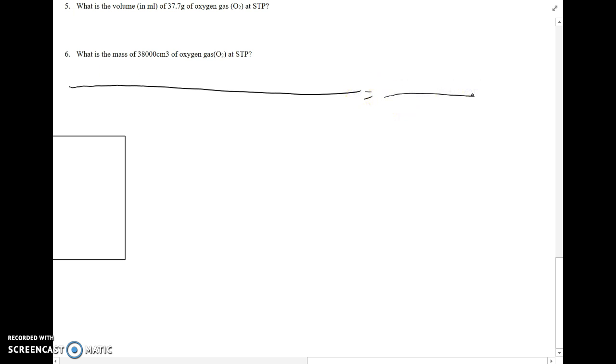So I'm going to go ahead and do question number 6 here. I'll begin with my dimensional analysis setup. This question is asking me for mass. So my unit for mass is grams, and it's asking me for the mass of oxygen gas. We know that oxygen gas is one of our 7 diatomic elements, so it is a molecule with a formula of O2.